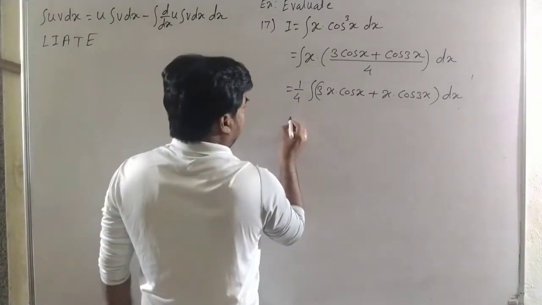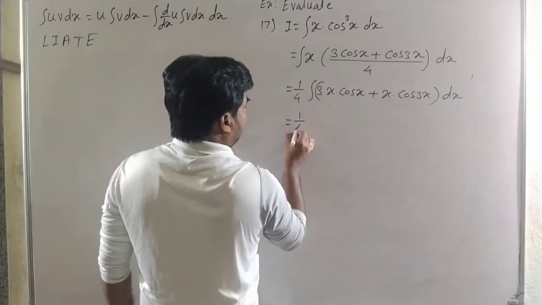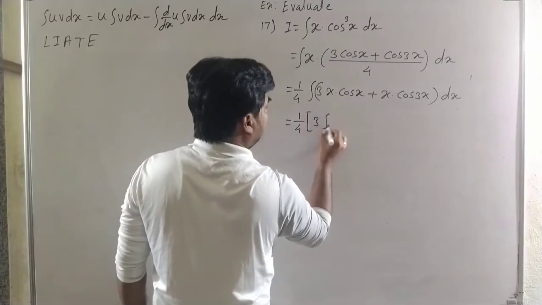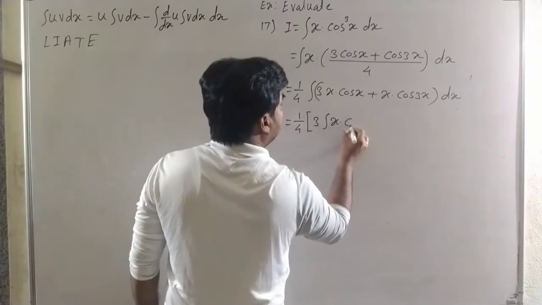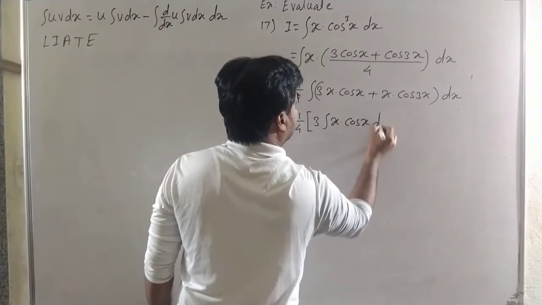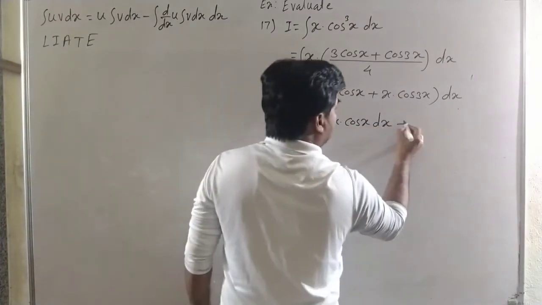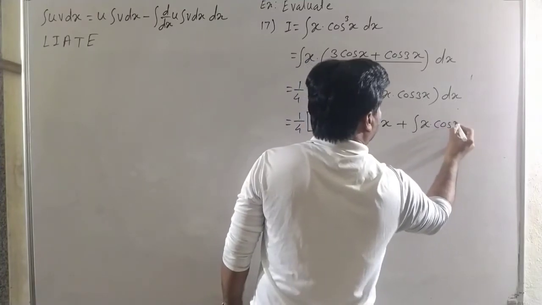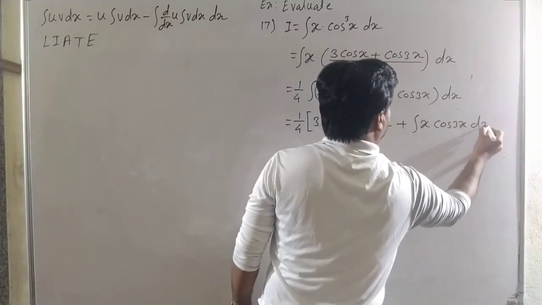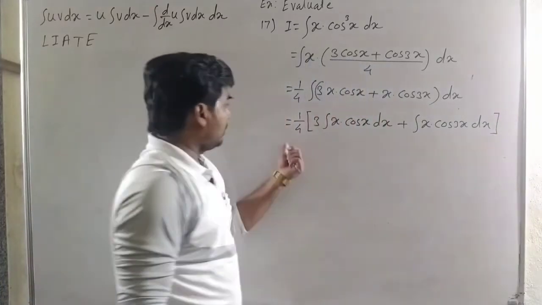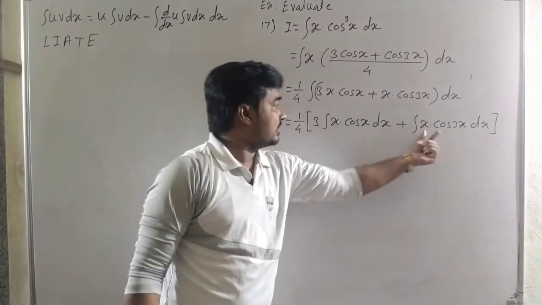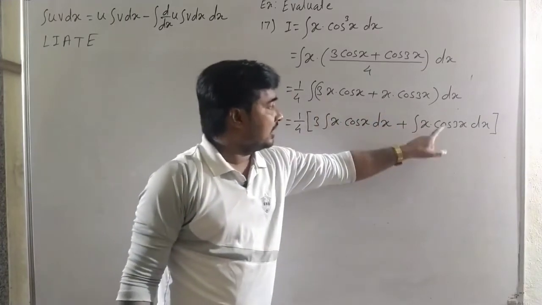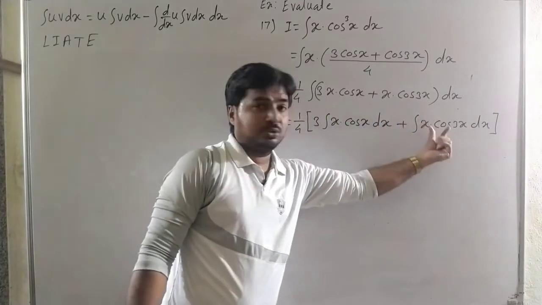Here we can write 1/4 into, see carefully, 3 into integral of x into cos x dx, plus integral of x into cos 3x dx. Here it is 1/4 into these two integrals. The 3 is a multiple only for the first integral. Now here we use u into v, and again here we use u into v.